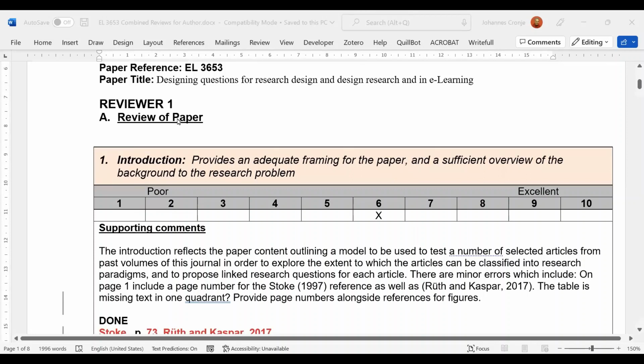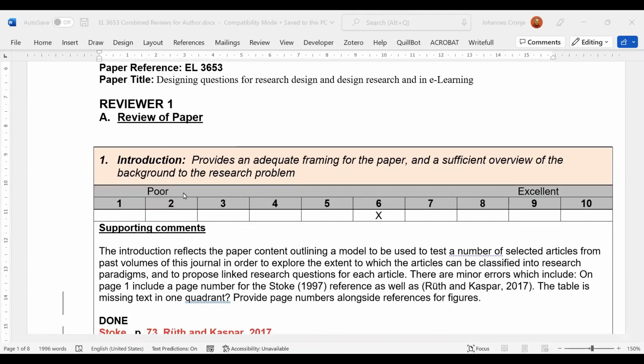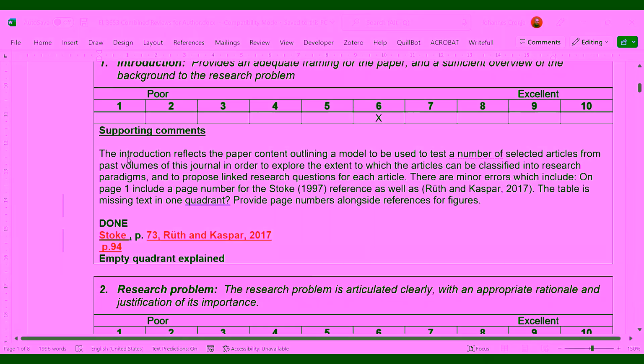Reviewer one, the first question they ask here is, does the introduction provide an adequate framing for the paper and a sufficient overview of the background to the research problem? And that's what they usually ask. This guy is quite kind. He's giving me 6, and he gives his comment.